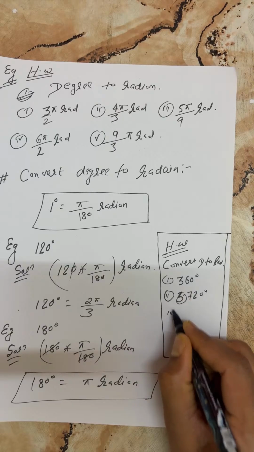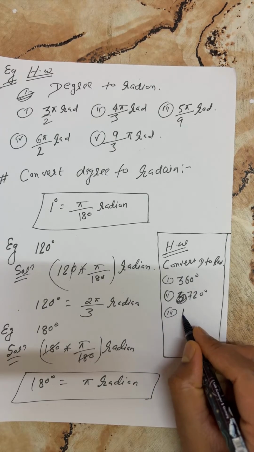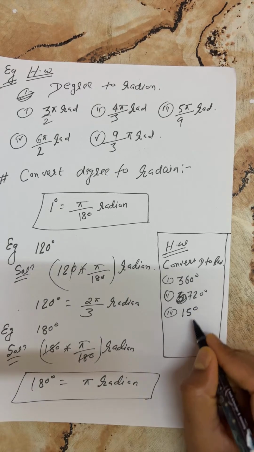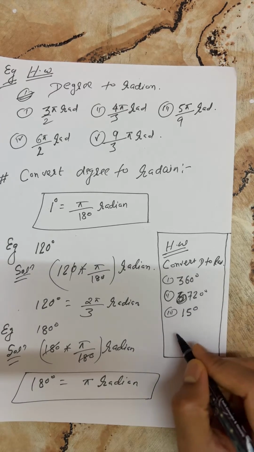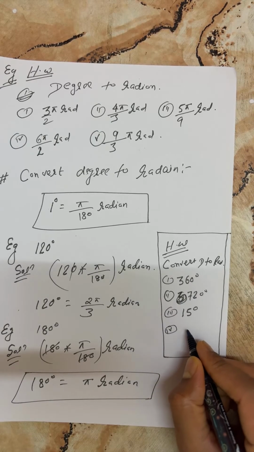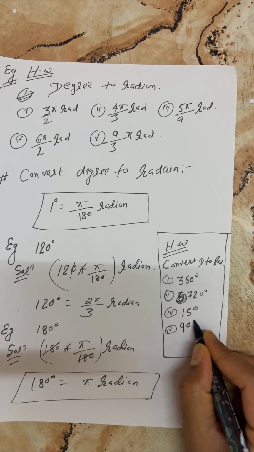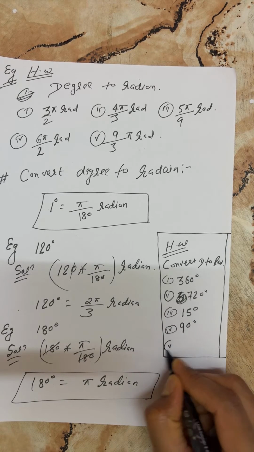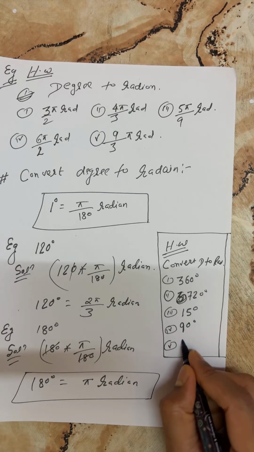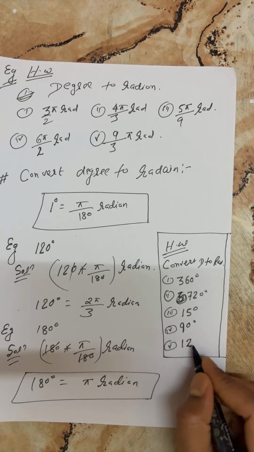720 degree. 720 degree, beta. Next, 150 degree. Every question, convert into radian only, right beta? Okay, now kids, 90 degree, and fifth one, that is 120 degree. 120 degree I already gave here.